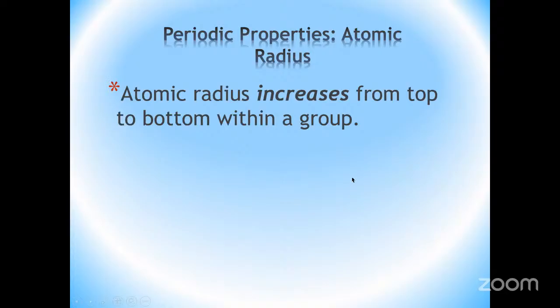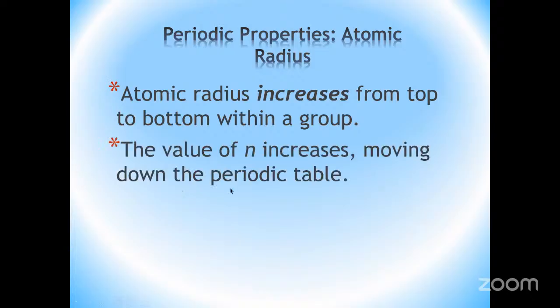Basically, what you'll find is that the atomic radius will increase as you go from top to bottom of any group, all right? And that corresponds to the value of n increasing. n, of course, is the principal quantum number for the shells. So the first shell electrons will be closer to the nucleus, and then the second shell electrons will be further away from the nucleus, and so on and so forth. So that's what happens when it comes to the atomic radius. The atomic radius increases as you go from top to bottom of any group, all right?